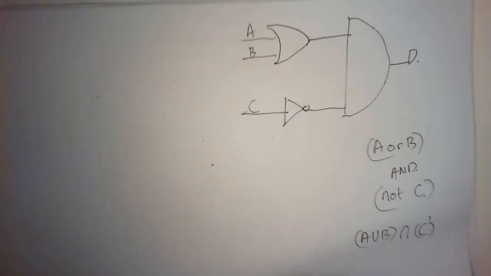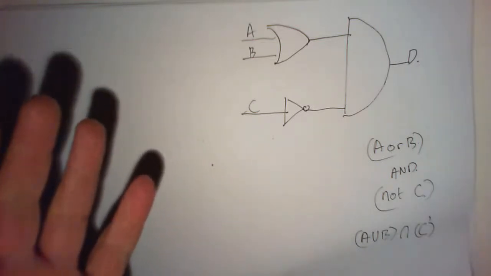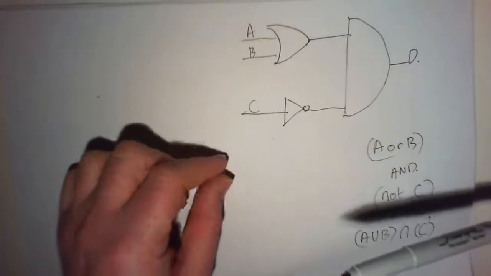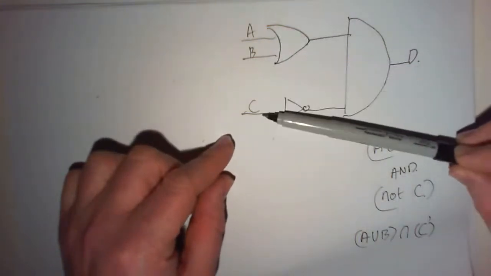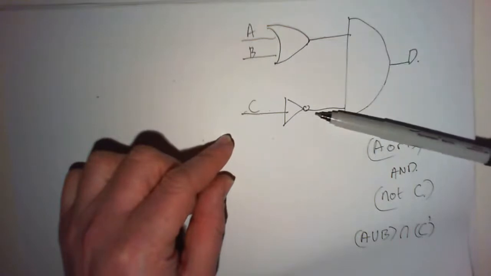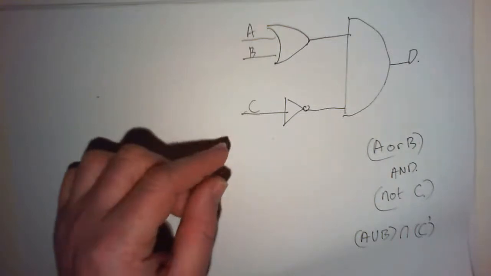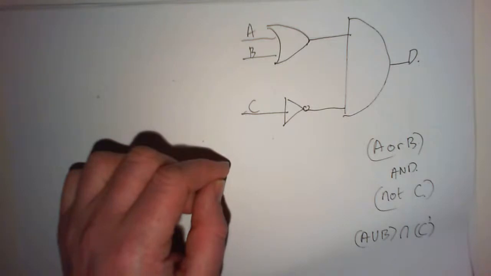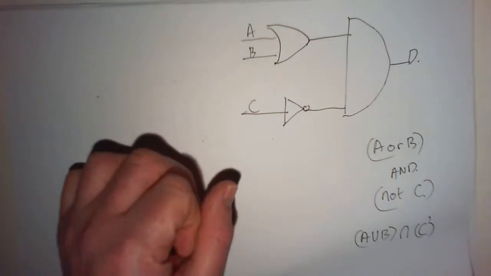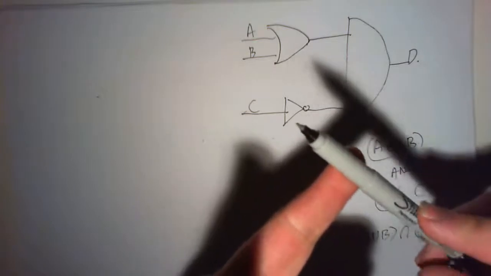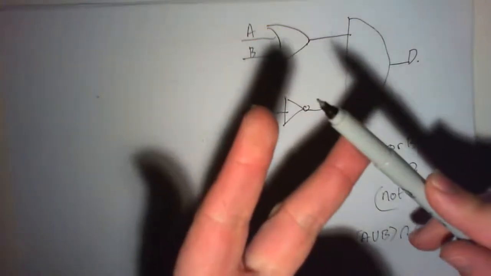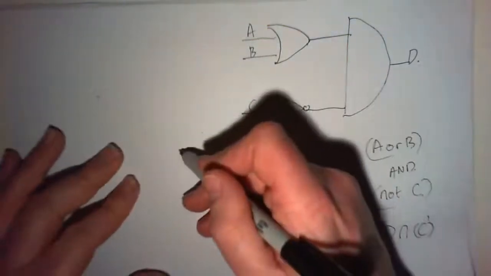So how many do I need? Okay, let's think about it for a second. I've got 1, 2, 3 inputs, then they become 2, so that's 5. I've got 1 output, so I'm going to need 6 columns. There's going to be 3 inputs, each input can take 2 values, so that's 8 rows we're going to need. So let's try and do this one.